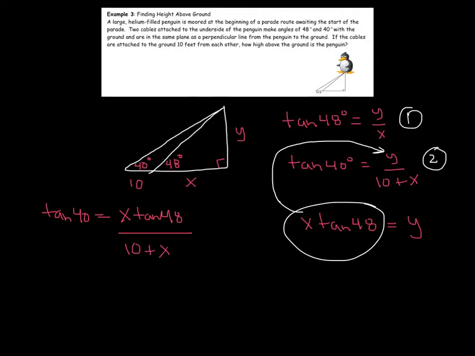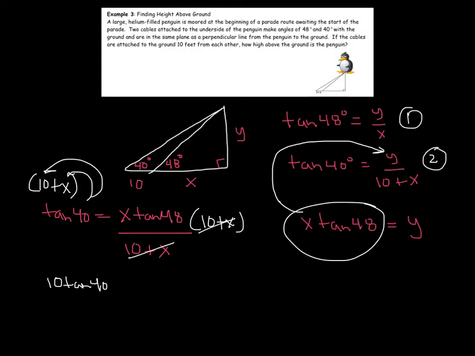All right, so now we are going to have to multiply both sides by 10 plus x, and that ends up giving us, when you do that, 10 plus x on this side, 10 plus x on that side. This is going to cancel. And on the other side, you're going to have to distribute the tangent of 40 in here. Right now, I'm just not going to use a calculator. I'm just going to leave it as 10 tangent of 40 plus x tangent of 40.